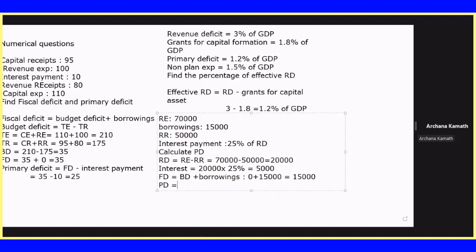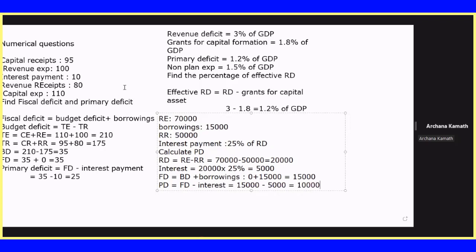Primary deficit is equal to fiscal deficit minus the interest payment. So 15,000 minus 5,000, which is equal to 10,000. Yeah, your primary deficit is equal to 10,000. So is this clear?